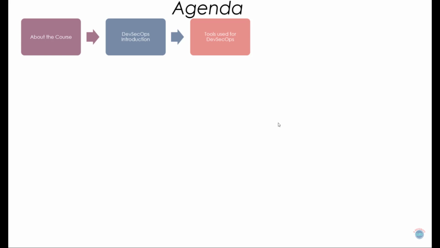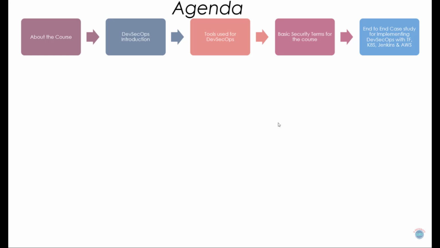Once we are familiar with the basic DevSecOps, we will start learning the basic security terms that we will use throughout this course. After that, we will learn the end-to-end case study that we are going to implement within this course. This case study will include all the tools that are mentioned in this course. We will use Terraform, Kubernetes, Jenkins and AWS to implement this case study.